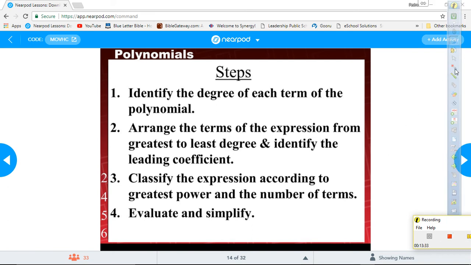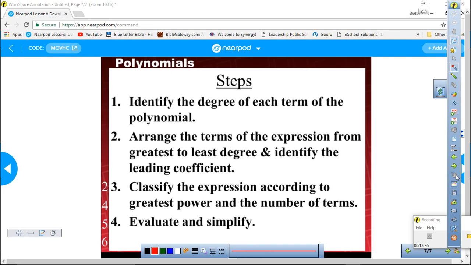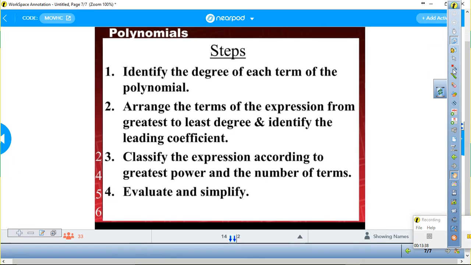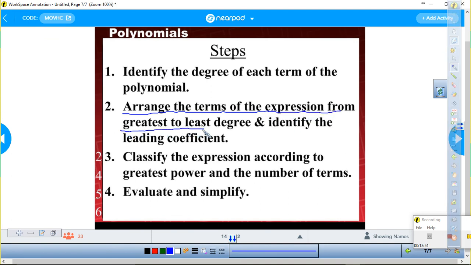All right. As you finish up, I want you to underline on step 2 this part. It says, and I'm going to do this in blue, arrange the terms of the expression from greatest to least degree. Arrange the terms of the expression from greatest to least degree. Draw a little arrow. This has a name.